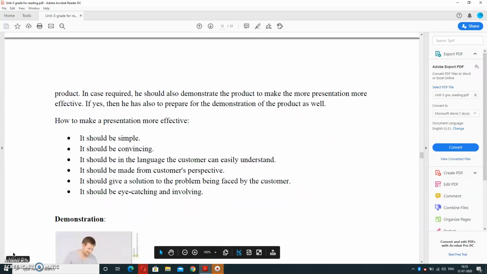How to make a presentation? It should be effective, it should be very simple, it should be convincing, and it should be in a language that the customer can easily understand. And it should be made from the customer's perspective.